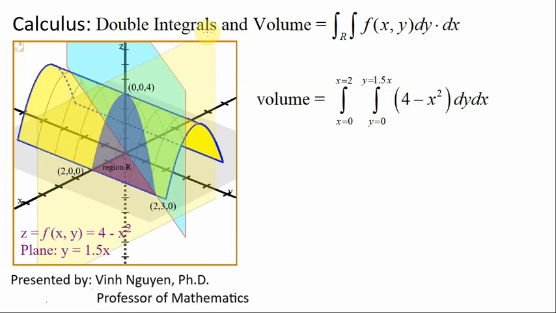This video is on finding volume using the double integral method. So here I have the function z equal to 4 minus x squared, which is this yellow surface right here. And then I also have the plane y equal to 1.5x, which is this plane right here. And I want to find the volume above region R. This is region R right here.